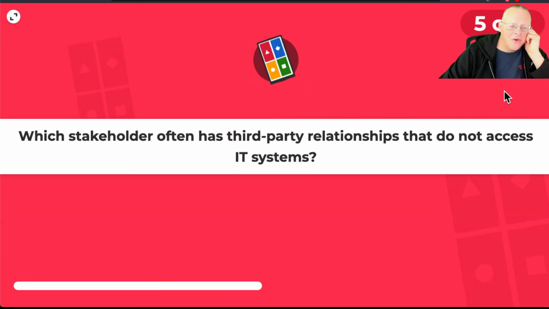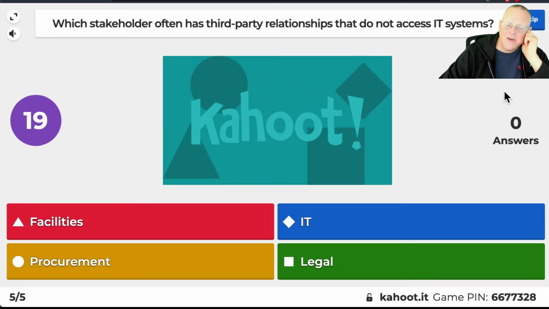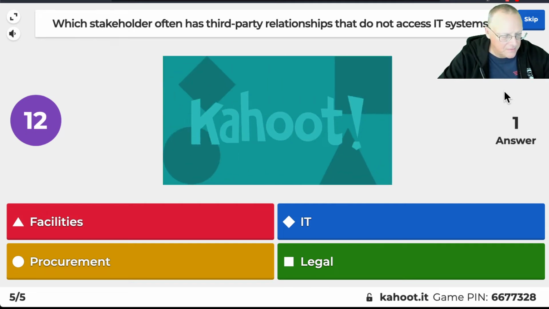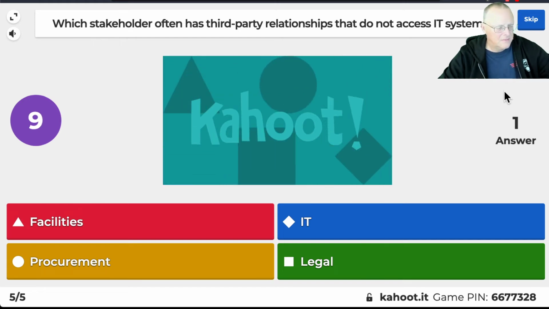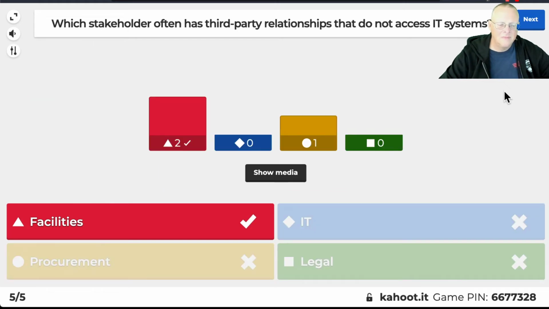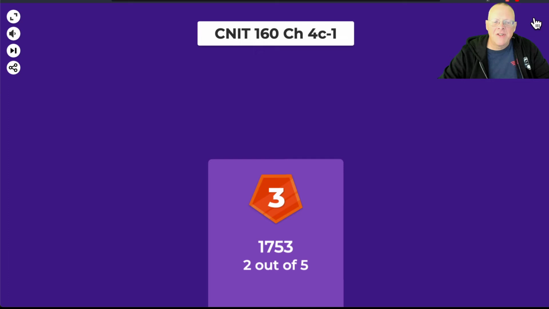All right, which stakeholder often has third-party relationships that do not access IT systems? Yeah, this is facilities. I remember one of the physical pen testers at the con said, if you want to just get into a building, all you have to do is get a broom and a mop and a bucket, and people will just let you walk right past them and go anywhere. So cleaning staff, repair staff, and such are often just not paid a lot of attention to.